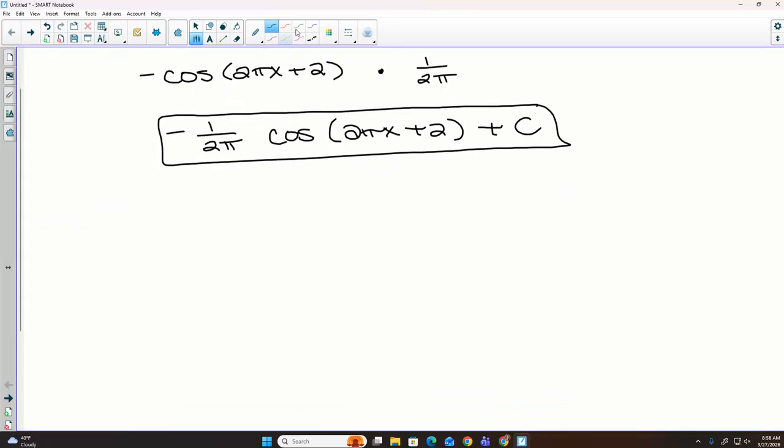So remember chain rule in reverse. Always a good idea to just kind of check yourself. Think about, if I did this derivative, do I get back my original problem?